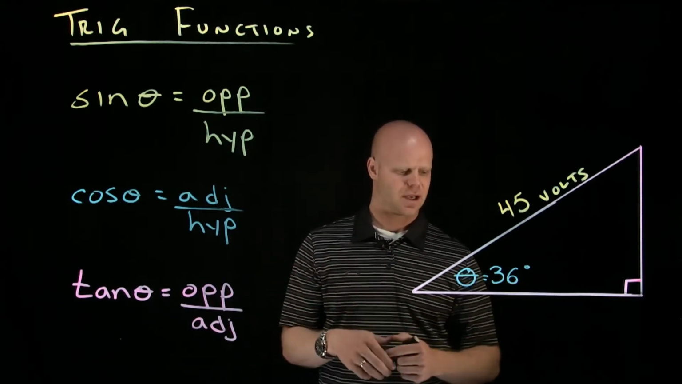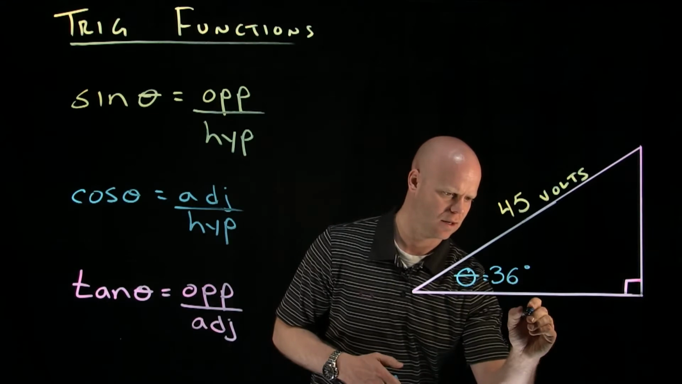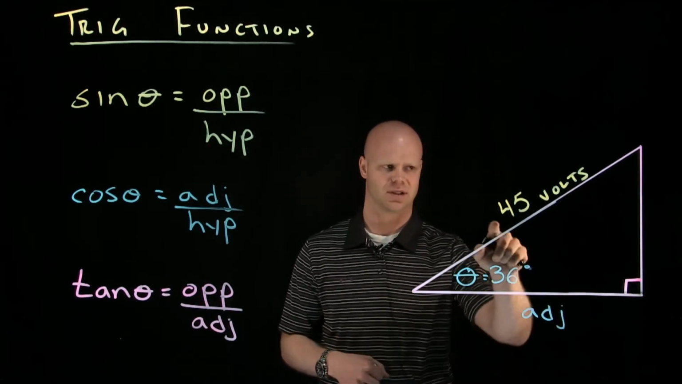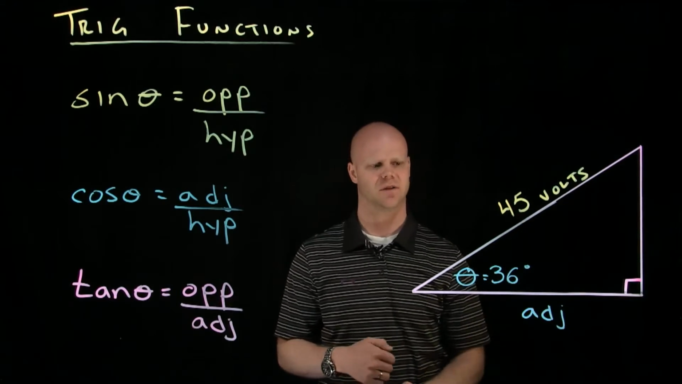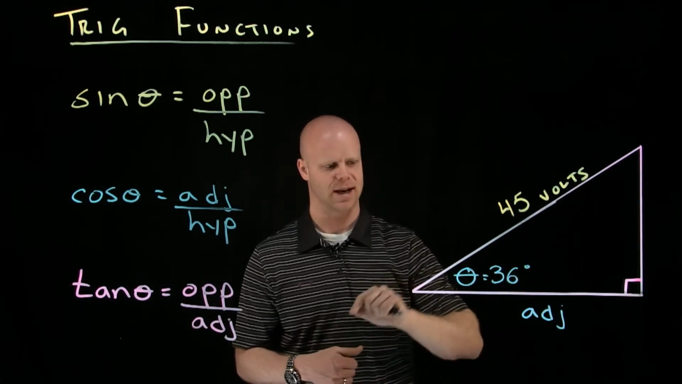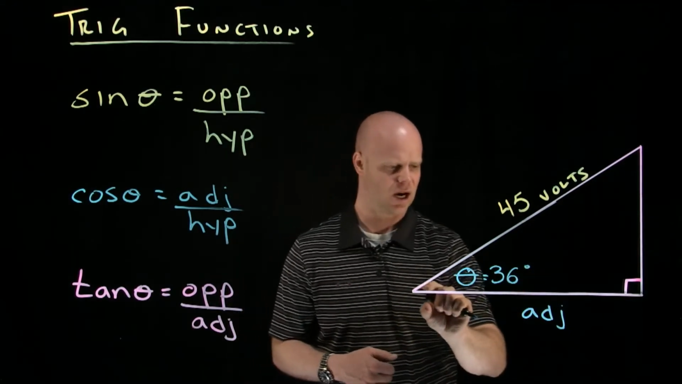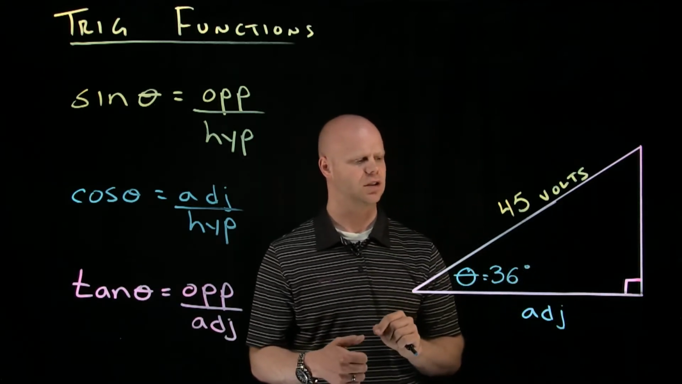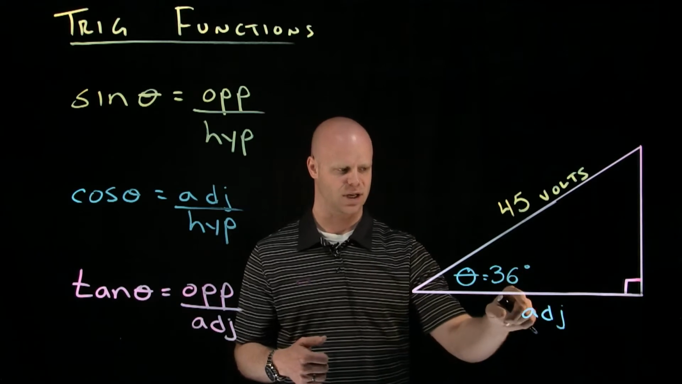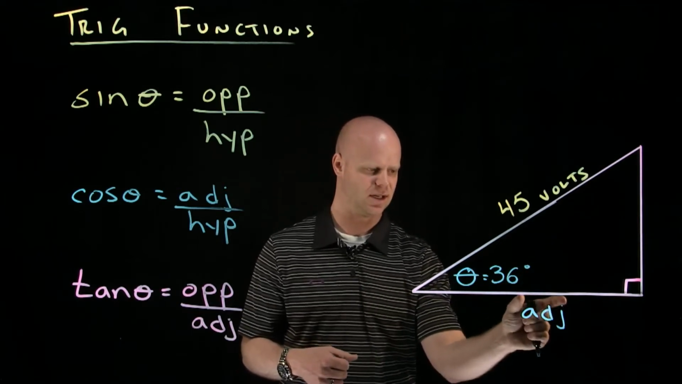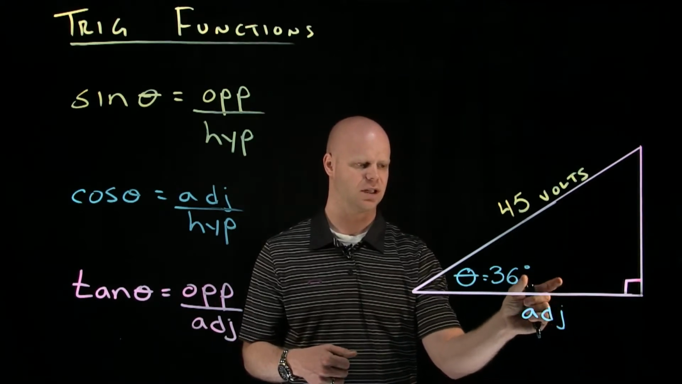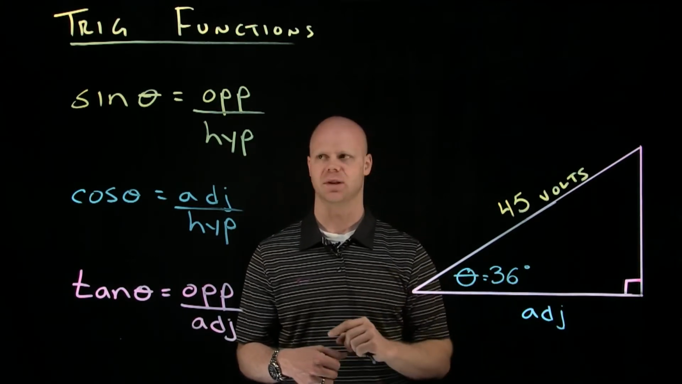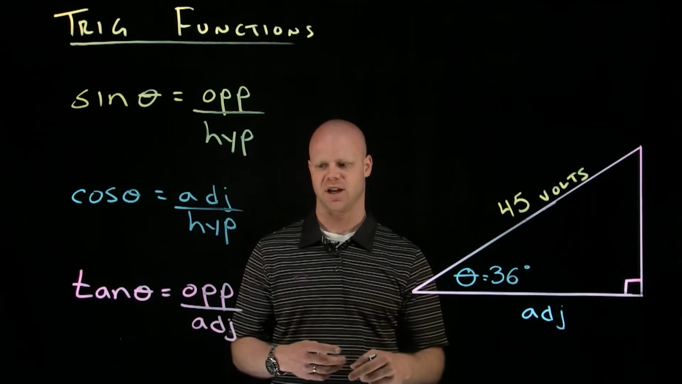So now I'm going to solve for the adjacent side of my triangle. I still have a magnitude of my hypotenuse of 45 volts in this case, at an angle of 36 degrees, and I will have a horizontal component of this triangle, which I'm going to call my adjacent. This side of this triangle has been given the name adjacent because it is directly beside the angle that's been given. So I have to pick my trig function.